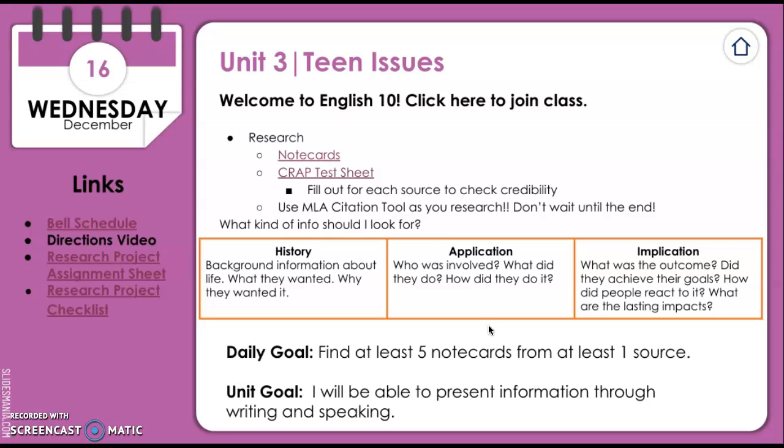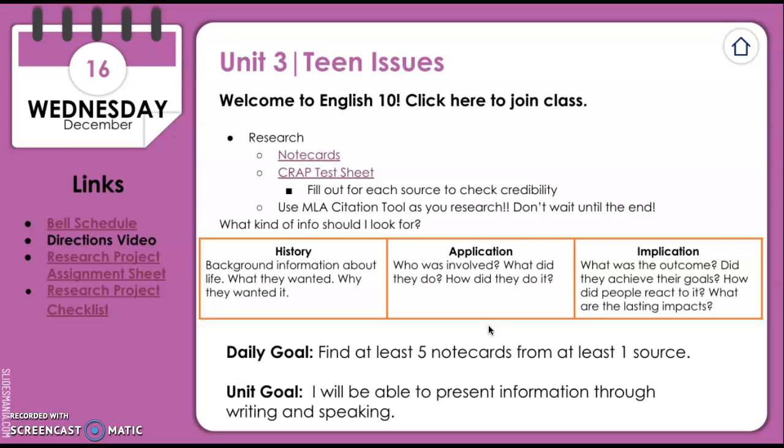So you basically have the start, what happened, like how did they get into it? The middle is explaining what they actually did, and then the end is our implication, where how was it received? How did it impact society? How did people react to it? So those are your 3 areas that you should be looking for information on.